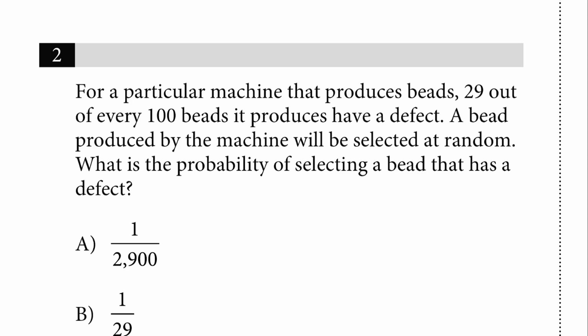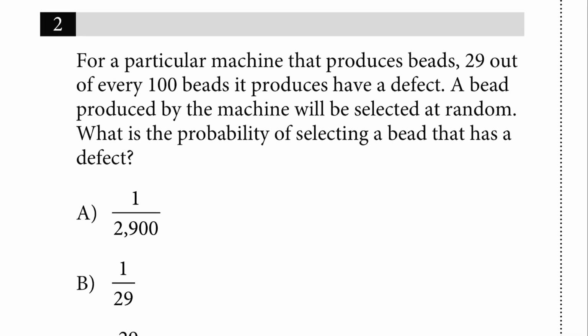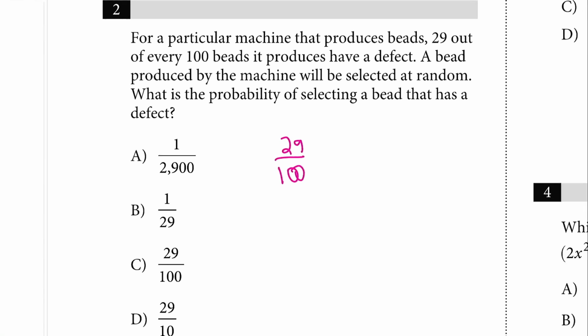For a particular machine that produces beads, 29 out of every 100 beads it produces have a defect. A bead produced by the machine will be selected at random. What is the probability of selecting a bead that has a defect? So if we have 29 out of 100, then that is going to be our percentage there.